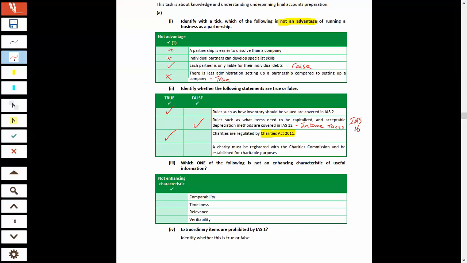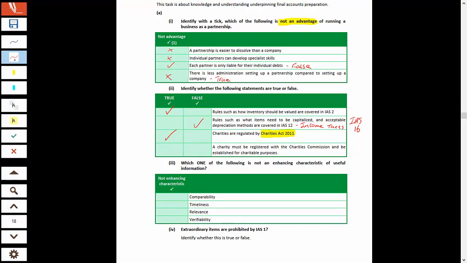But do be aware, if this was the Charities Act from 1962, for example, it's pretty safe to say that in those 50, 60 years, the act's changed. The legalities and the governing of that will have completely shifted, so it wouldn't be regulated by that. And then the final one, sticking with charities, we're told that a charity must be registered with the Charities Commission and be established for charitable purposes.